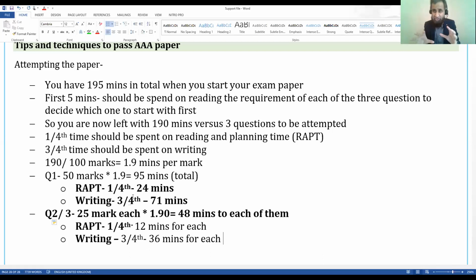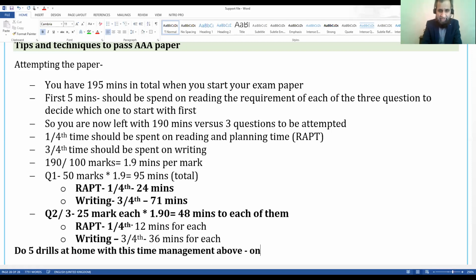If you do 5 questions on a real practice platform with a timer on your table, you will ensure efficiency. You will ensure the time is scaling down, and the pressure is improving your quality, because the pressure means you are writing more in less time. So how many drills do you have to do with this time management? 5 drills at home, on a practice platform.